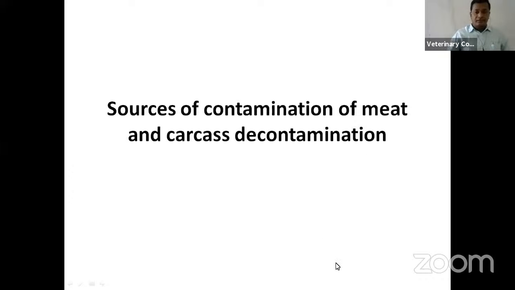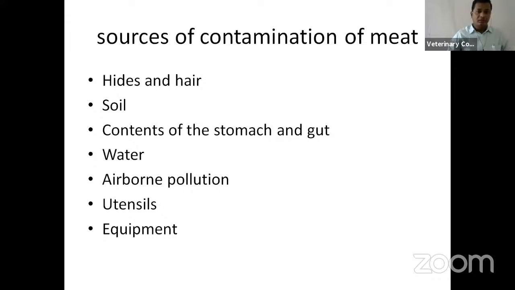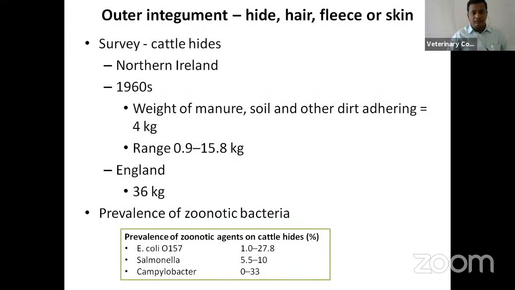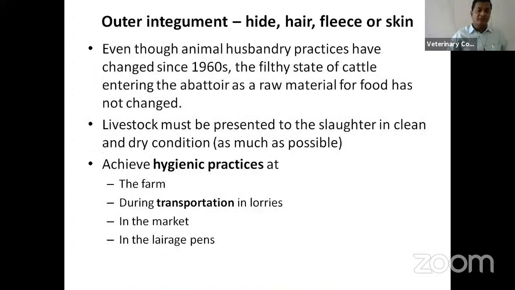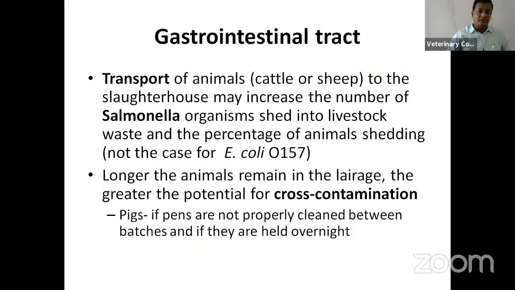As we were discussing in the previous class, the sources of contamination of meat, followed by carcass decontamination. We studied the various sources of contamination that occur at various places of processing an animal leading to the production of the meat. We discussed the outer integument as a source of contamination that includes hide, hair, fleece, and skin. We studied the gastrointestinal tract.